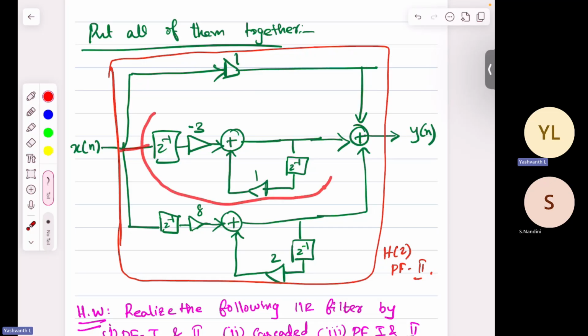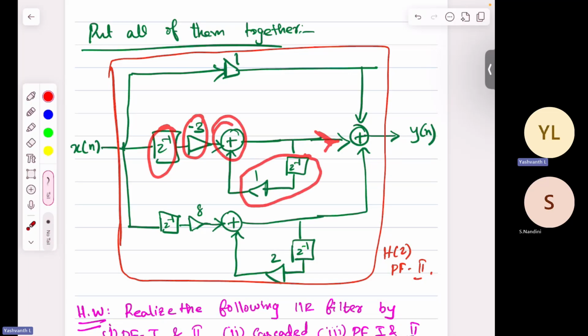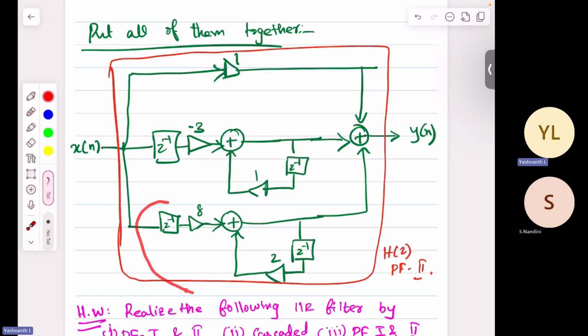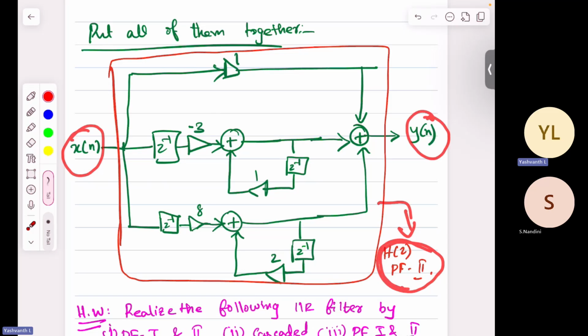The second block is your h2 of n implementation. That is, you multiply by z inverse and then multiply by minus 3 and then add it with z inverse of the output, the sampled version of output, delaying it by 1 unit and multiplying it by 1. The third branch implements h3 of n. Take the output of all these 3 blocks separately, add them up, you get y of n. Therefore, this entire red box here implements a filter whose input is x of n and output is y of n. And this is the system that implements the given transfer function using parallel form 2 realization. Is it clear?